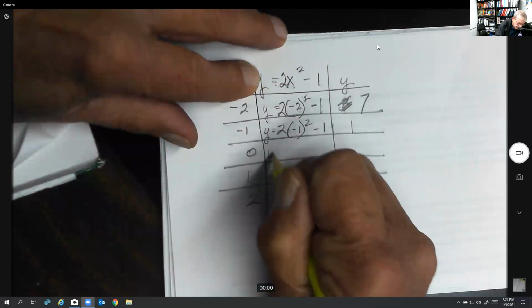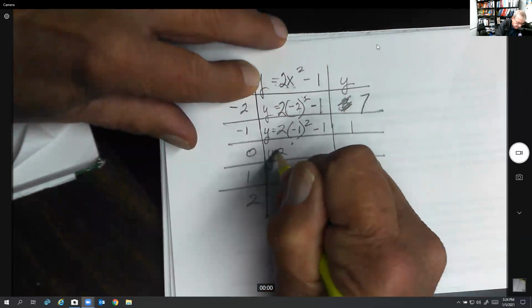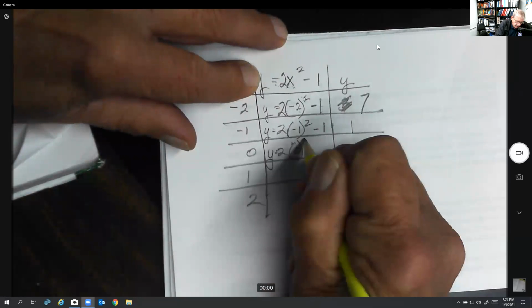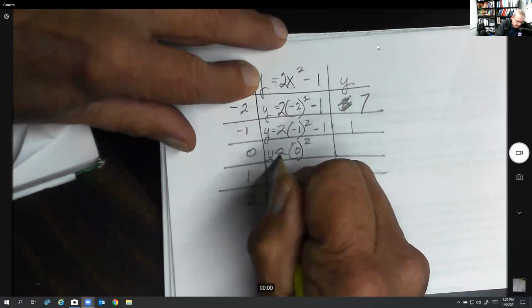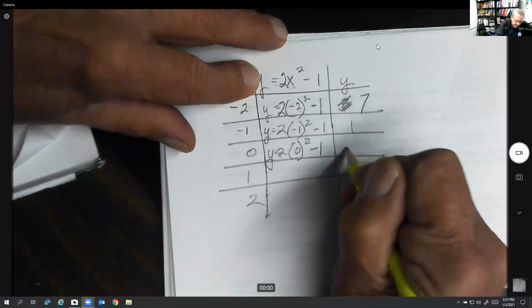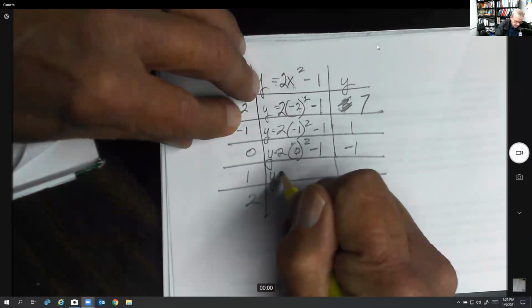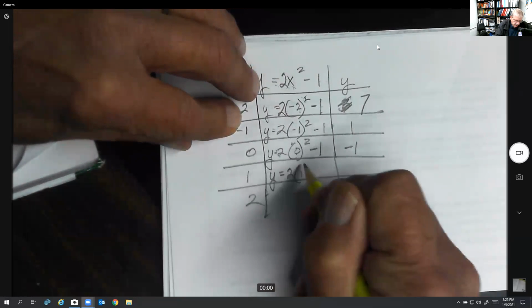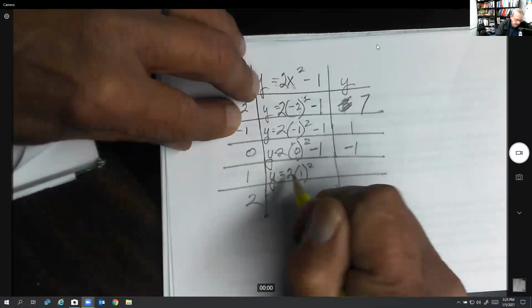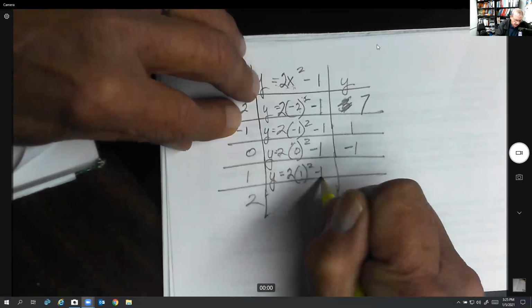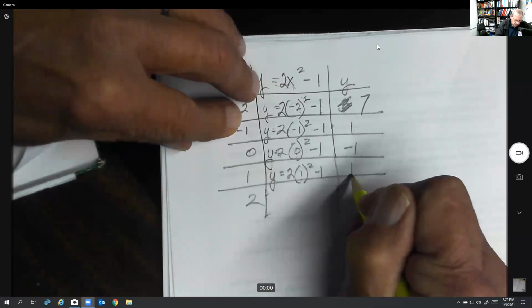Okay, put a 0 in here. You can't go wrong on that, can you? 0 squared is 0, times 2 is still 0, minus 1 is a negative 1. Okay, we're going to put in a 1. 2 times 1 squared is 1, times 2 is 2, minus 1 is 1.